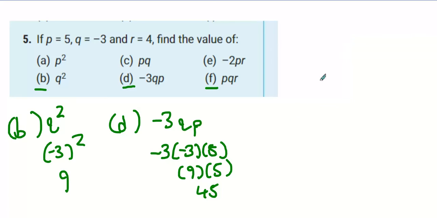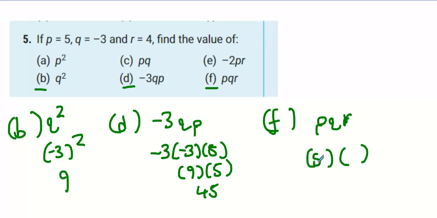Lads, F. Okay, PQR. What you put in for P? What you put in for Q? What you put in for R? Okay. What's 5 times minus 3? What's minus 15 times 4?